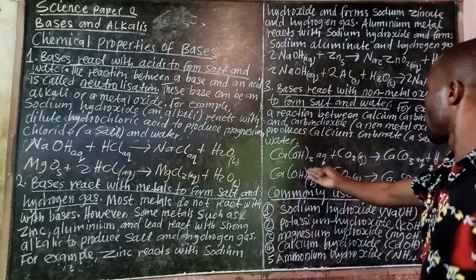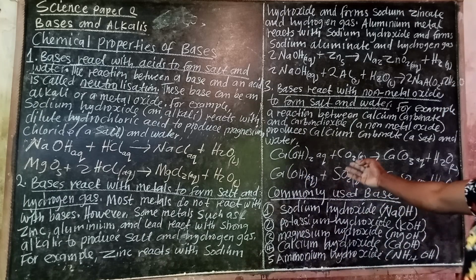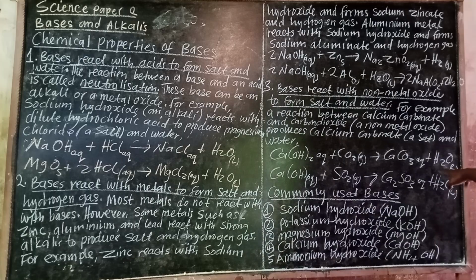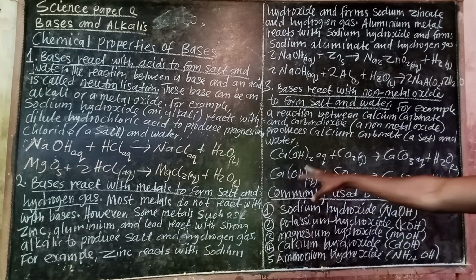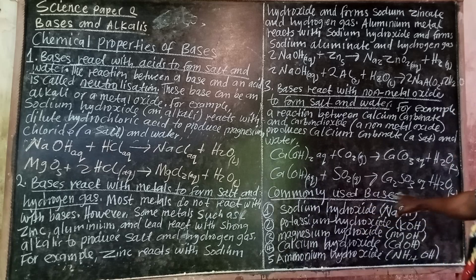So we have the chemical equations. Calcium oxide plus carbon dioxide is equal to calcium carbonate plus water. Then calcium hydroxide plus sulfur dioxide is equal to calcium sulfate plus water.